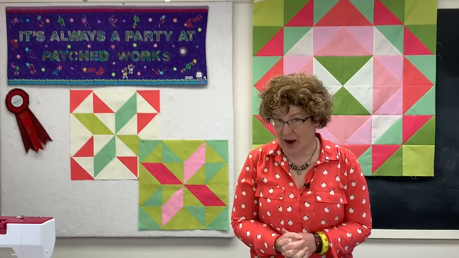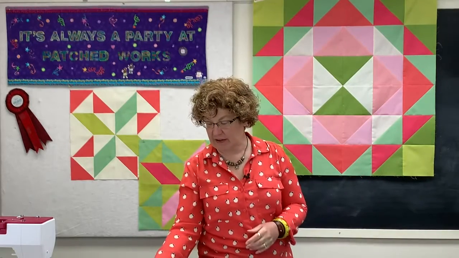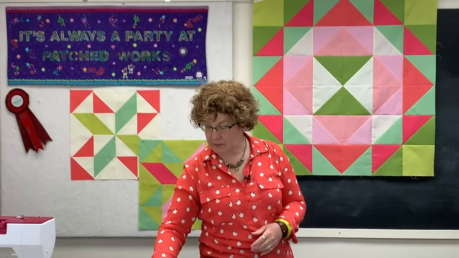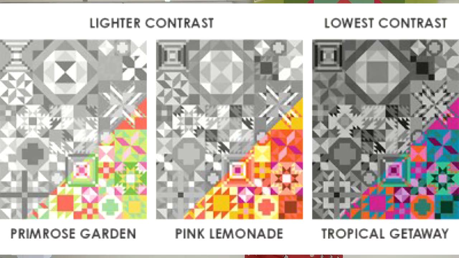Looking at the different Moda colorways, we have 3 groupings which are high contrast. The 3 that are high contrast, with the one that they've given us, are the Cookie Tin, Coastal Cool, and Trading Post. And then we have lighter contrast and medium contrast options that were part of the original Bella Solid combinations. The lighter contrast combinations are the Primrose Garden, which is the one that we're using, and the Pink Lemonade, and then the medium contrast is the Tropical Getaway, which we showed you those 2 blocks early on.